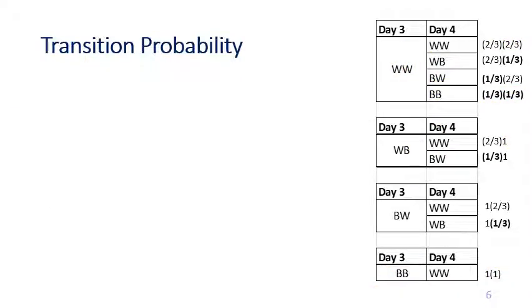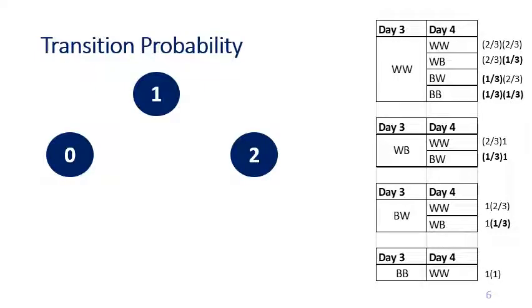Okay, now that we've got the complete story about the condition of each machine at the beginning of day 3 and day 4, now we can start drawing the transition probabilities like the problem wants, in which the states are 0, 1, 2, meaning the number of machines that are working at the beginning of the day. So let's start with 0. 0 means no machine is working at the beginning of the day. Or in other words, both machines are broken down.